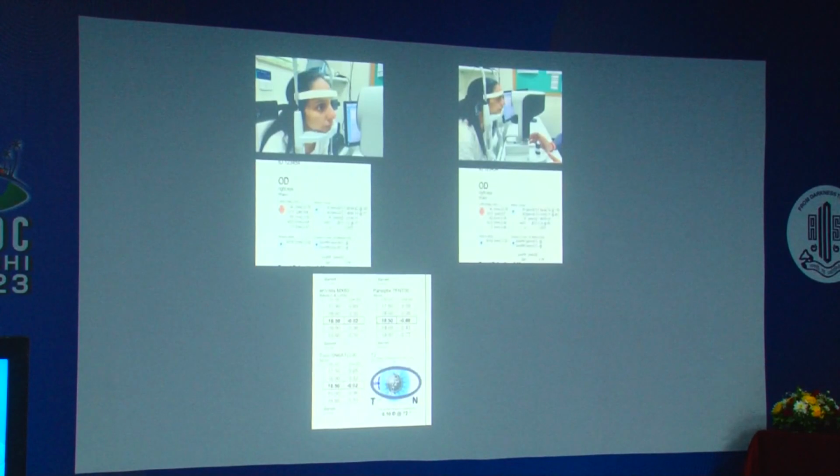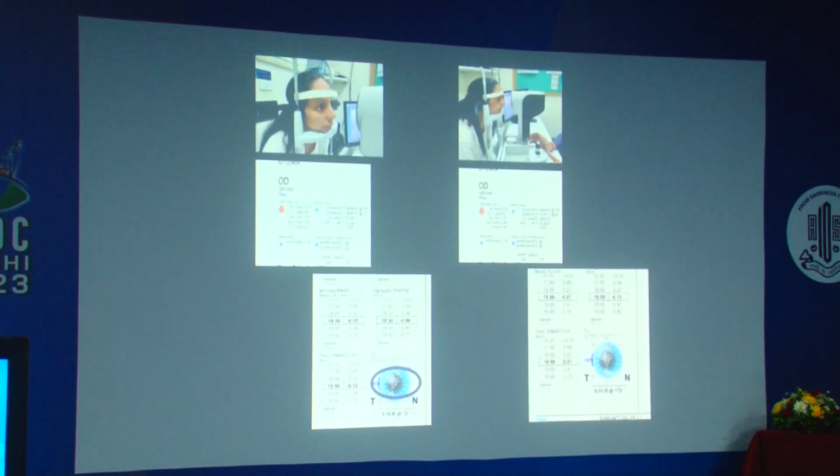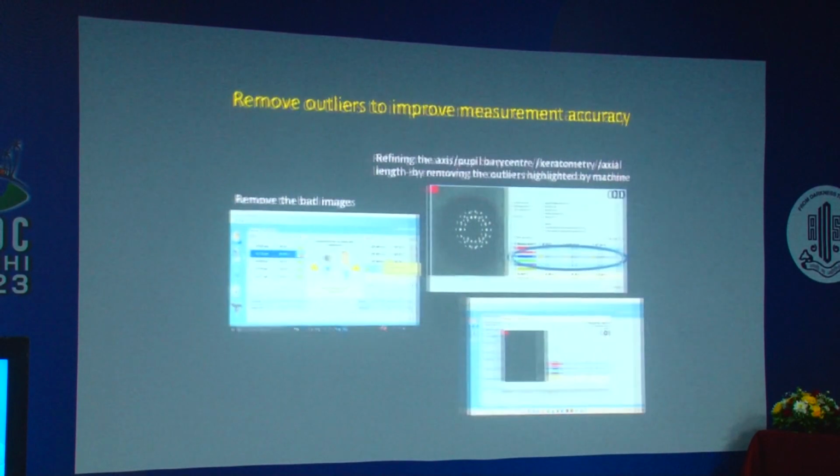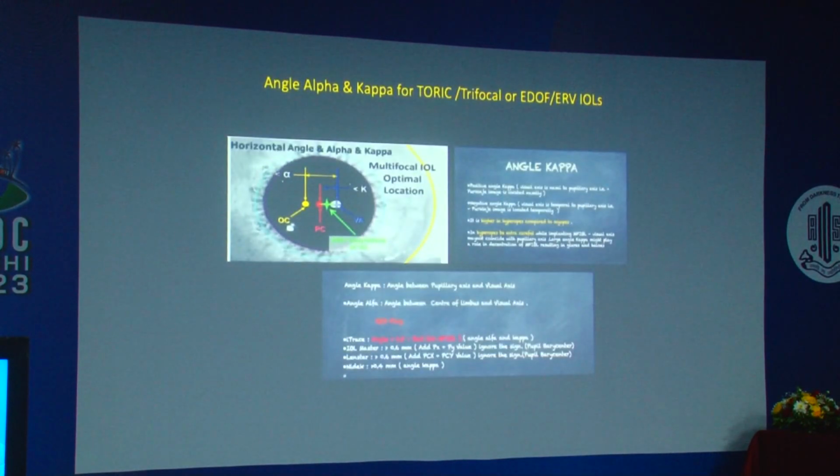So here is a patient. For demo's purpose, we've done the toric with the head tilt in the first picture, and you see the axis here is 72. We put the patient straight, meet the lateral canthus onto the machine, and you see the axis has changed to 82. So do go back home and tell your optometrist that please make sure that the head tilt is not there. Similarly, in acquisition, take out the outliers. For every single acquisition for your axis, axial length, kerato, pupil barycenter, there will be 5 readings. Out of them, if 1 or 2 is highlighted as being an outlier, you remove them, and then you get your accurate reading with minimal standard deviation.